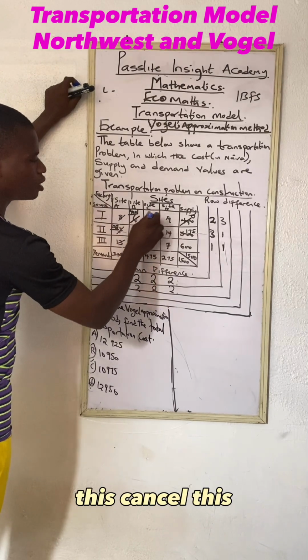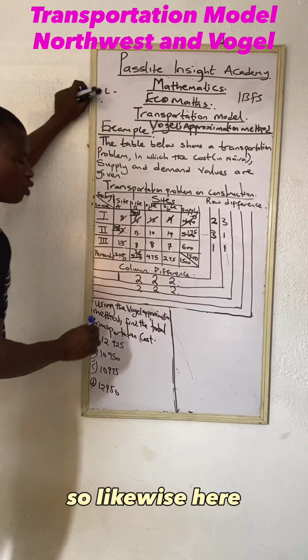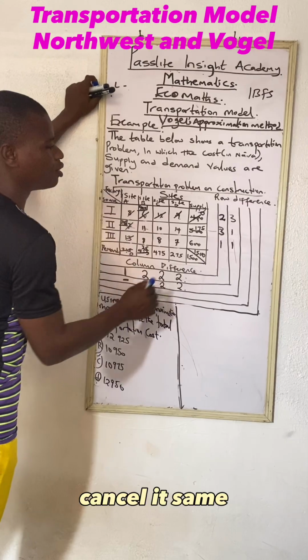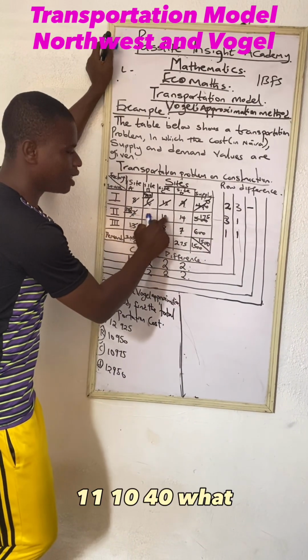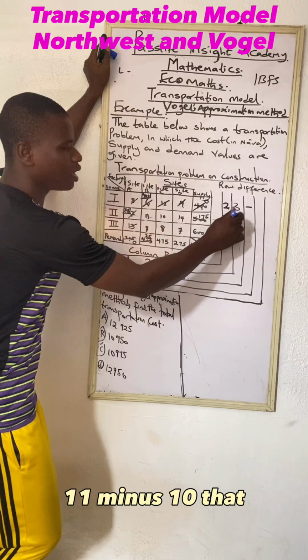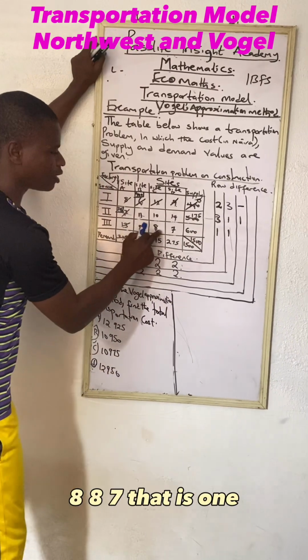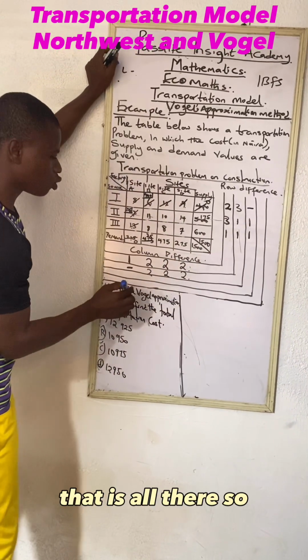So cancel where you have 0. Cancel this, cancel this, cancel this. Other one is not there again. Likewise here, there's nothing here again. We've cancelled it. Same here, nothing here again. Cancelled. So let's continue again. 11, 10, 14. What do you see there? 11 minus 10, that is 1. The one that is very close, 8, 8, 7, that is 1. That is all there. So come back down.